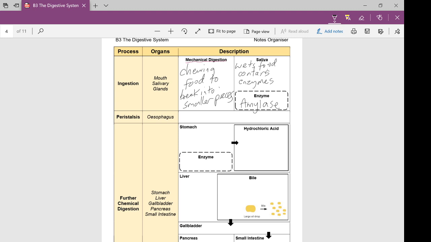Okay, so after the ingestion process where we chew the food, we wet it, we digest it chemically a little bit, well, just the starch, it then goes down our esophagus. And when it goes down our esophagus, there's a process known as peristalsis. Now, peristalsis is basically how our food moves down the esophagus because our esophagus is a muscular tube. It's not just like a regular tube, it's lined with muscle. So it pushes and squeezes the food down.